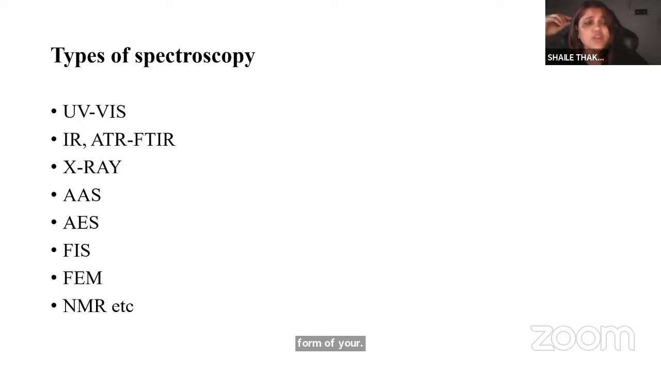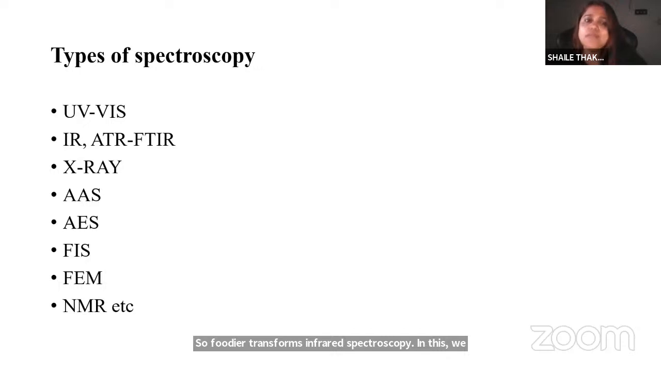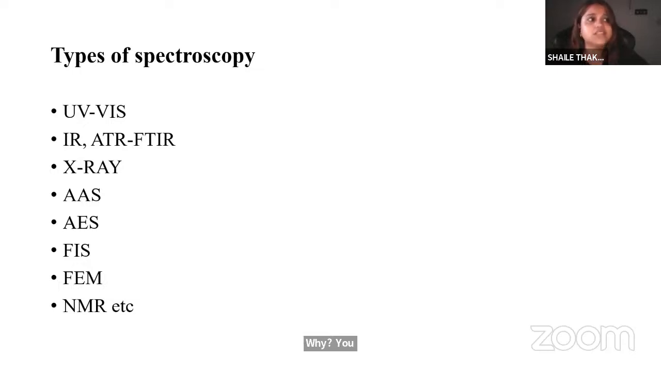FTIR stands for Fourier transform infrared spectroscopy, right? In this, we need to prepare the sample, but the steps are minimum. The time consumption is minimum, right? And the detector we are using in FTIR is quite enhanced and sensitive, we can say, and very fast. So this takes less time than conventional IR.